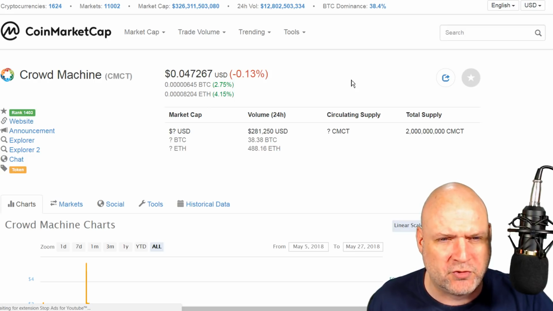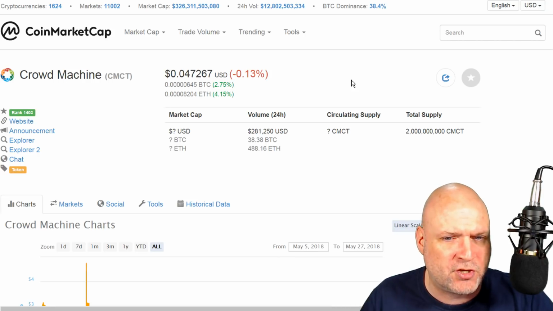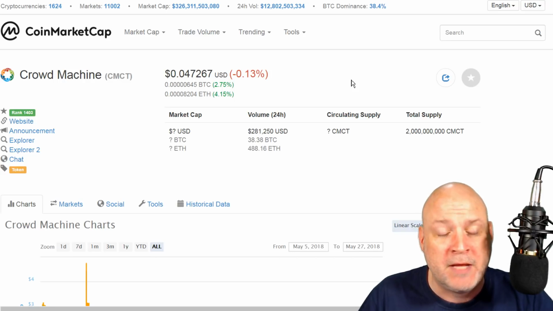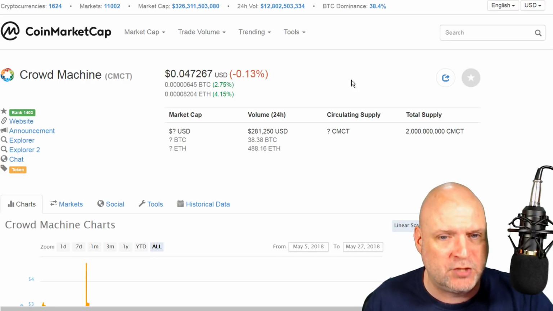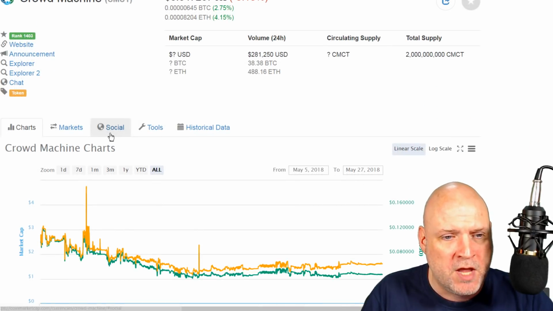So last but not least is Crowd Machine, and it's languishing at about 4.7 cents, 645 Satoshi, 8,204 Vitaliks. And total supply is higher than the others. It's at 2 billion, would you believe? Circulating supply, we don't know yet, because as I said, it's just gone on CoinMarketCap a few days ago. Volume is pretty high though, just short of 500 Ethereum in the last 24 hours. And again, we'll need to wait and see what the circulating supply is to have a look at the market cap.